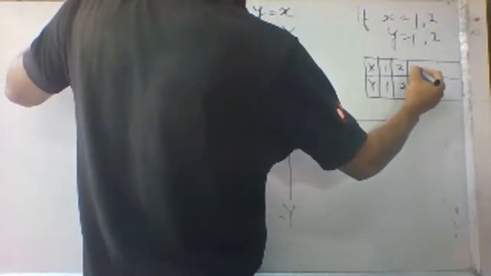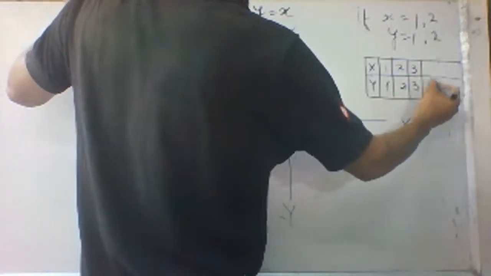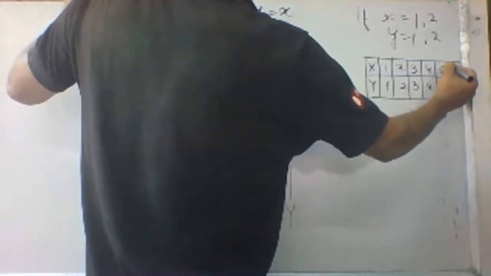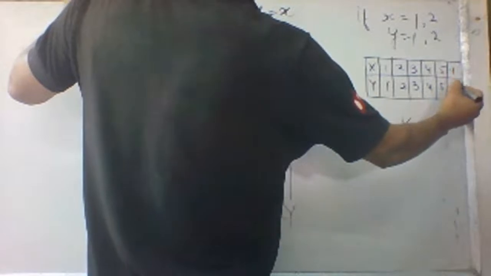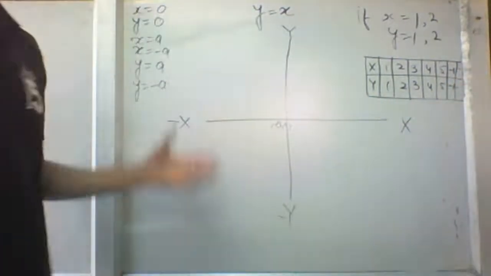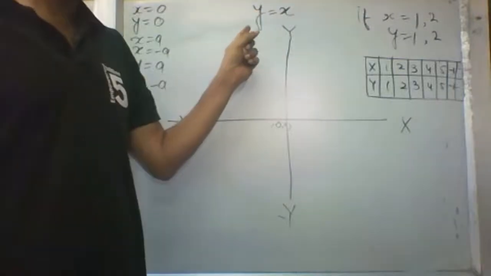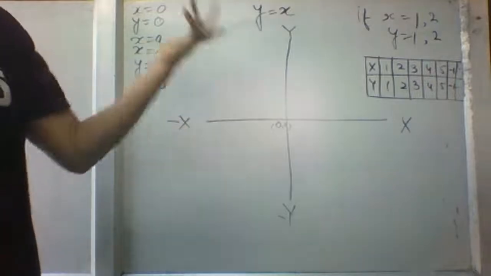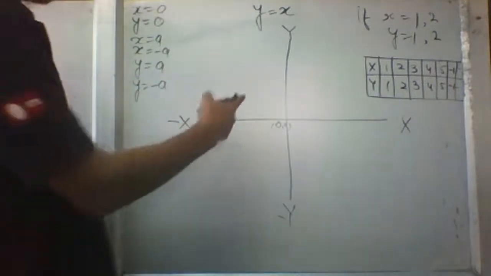If x is equal to 3, y will be 3. If it is 4, it will be 4. If it is 5, it will be 5. If it is -1, it will be -1. If it is -2, it will be -2. Whatever number you give to x, the same number will be acquired by y. So now, if this is so, how will we plot this on our graph?